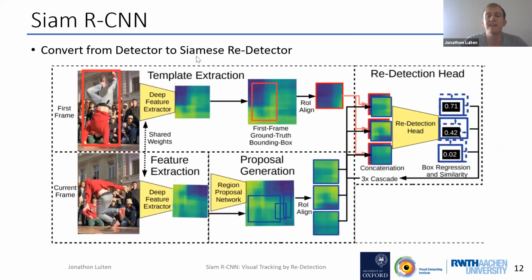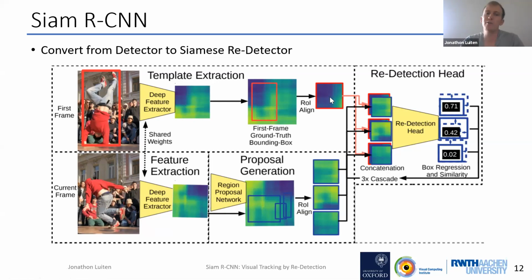So now, what do we do? Well, we convert this current state-of-the-art detection architecture into a tracking architecture. We convert this Cascade RCNN into a Siamese RCNN, Siam R-CNN. So from a detector to a Siamese redetector. So what changes? Well, this part all stays the same. We still extract the features. We have a region proposal network, but instead of a second stage detection head, we now have what we call a redetection head.